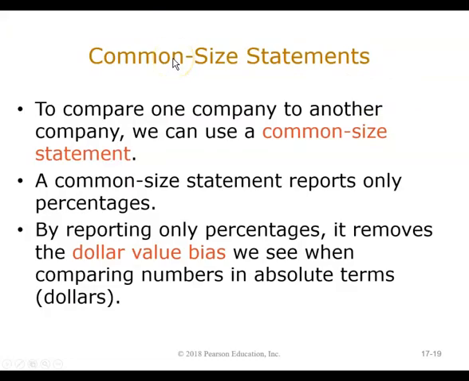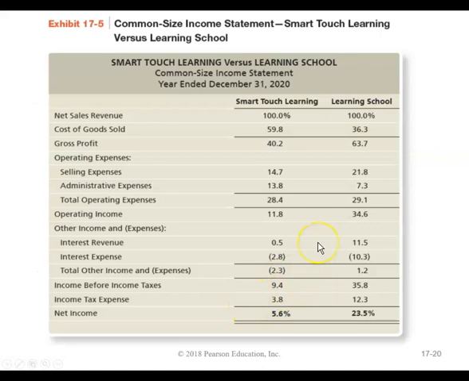Now let's look at common size statements. This is going to use what we've just learned, and it's a way to compare two different companies that are completely different in size. So if we had two companies that were different in size, we could just look at their percentages rather than numbers, and it's easier to make conclusions about how their operations are going for them. So in this one, we have Smart Touch Learning and Learning School.